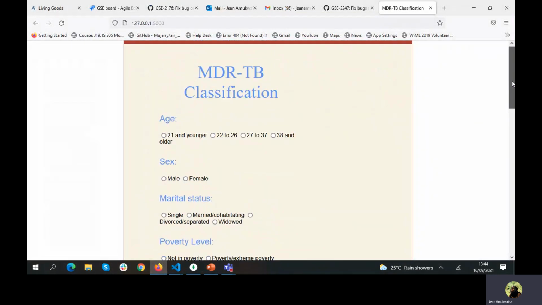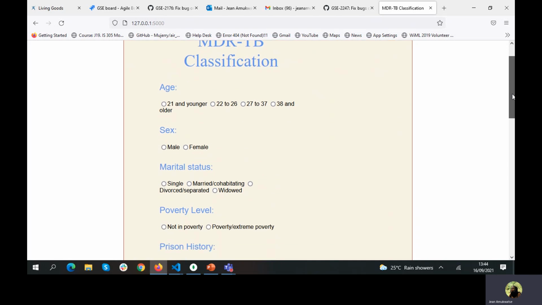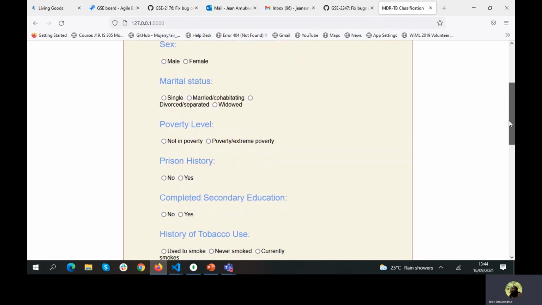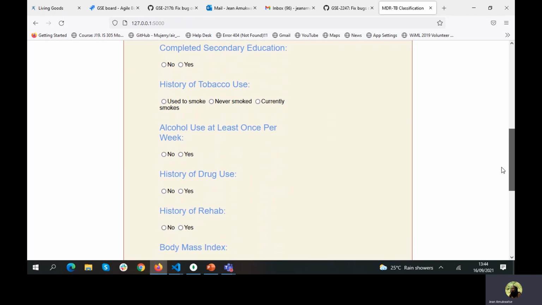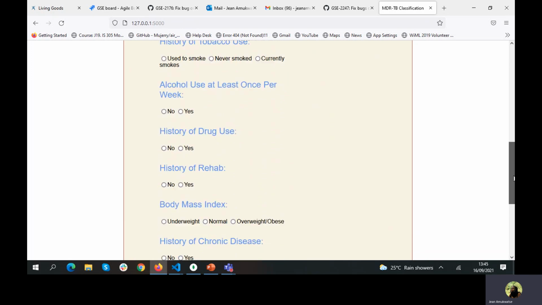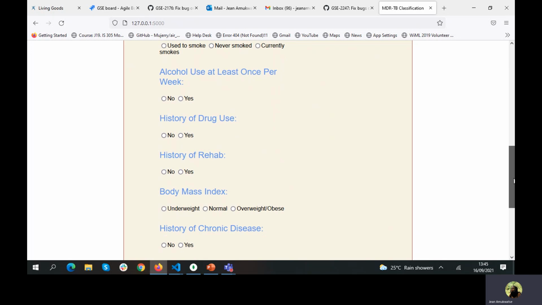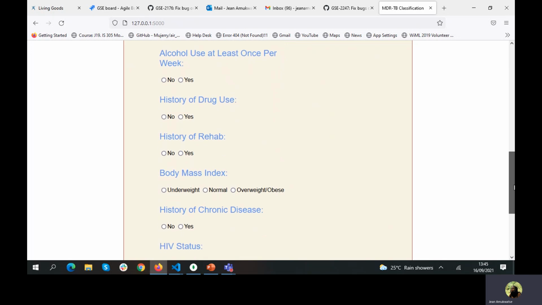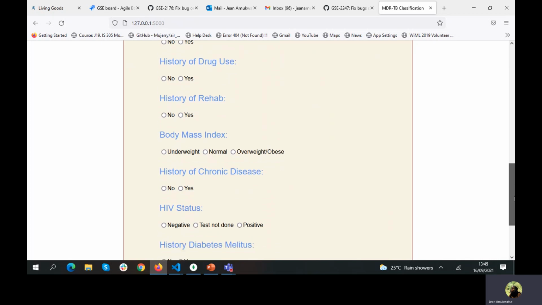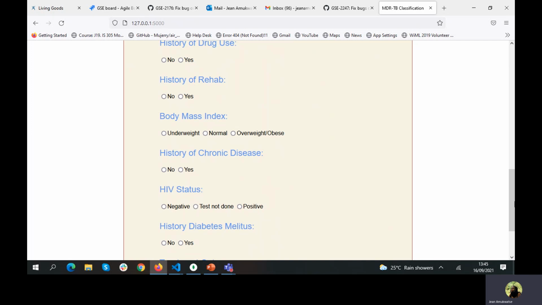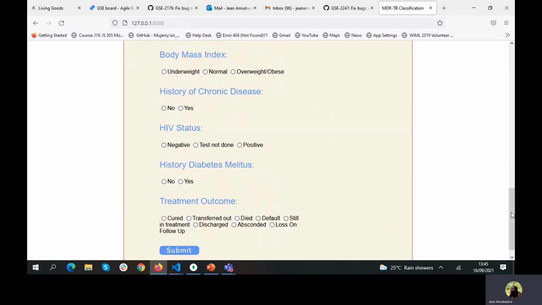So this is the user interface, and the key attributes that were in our data collection were: age, sex, marital status, poverty level, prison history, completed secondary school, history of tobacco use, alcohol use at least once per week, history of drug use, history of being in a rehab, your body mass index, which is basically if you're underweight, normal weight, or overweight, then the history of chronic disease, your HIV status, history of diabetes mellitus, and finally your TB treatment outcome.